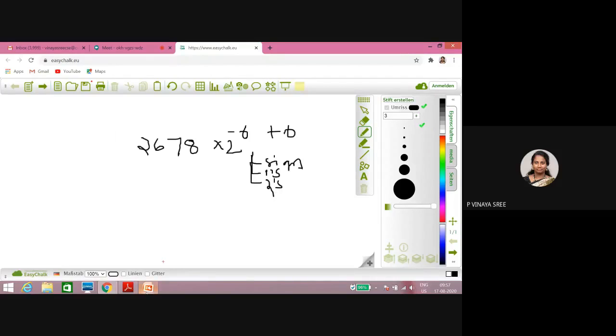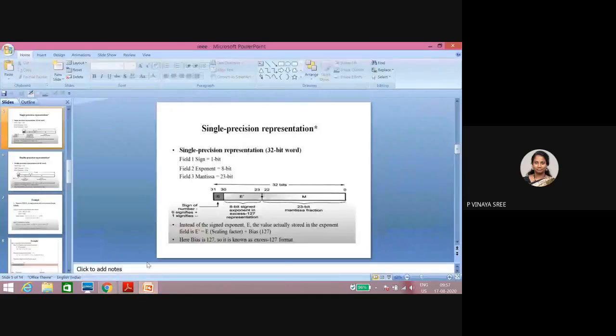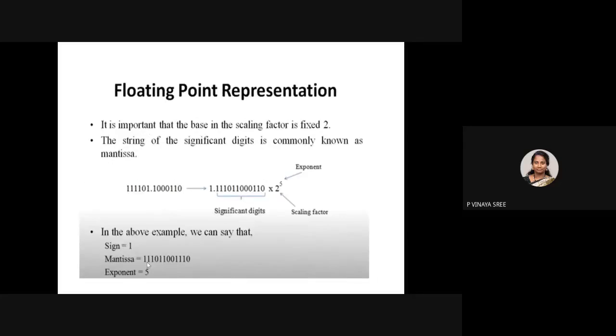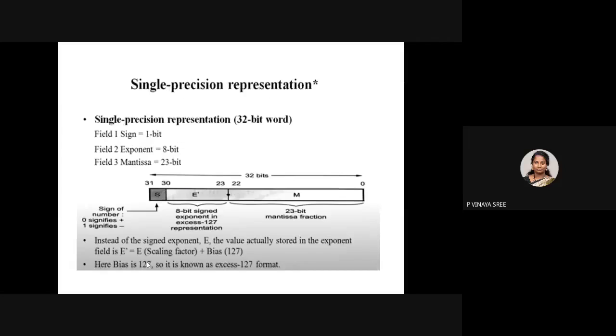So what we have done is we have included a bias. If you include a bias, we are converting the signed numbers to unsigned numbers. What is this bias? We included a bias in such a way that the signed numbers are converted to unsigned for removing the complexity. So instead of a signed exponent, we are adding a bias so that it is converted to unsigned. Instead of the signed exponent e, the value actually stored in the exponent field is e dash, which is e plus the bias value 127. Why this 127? Why not another number?